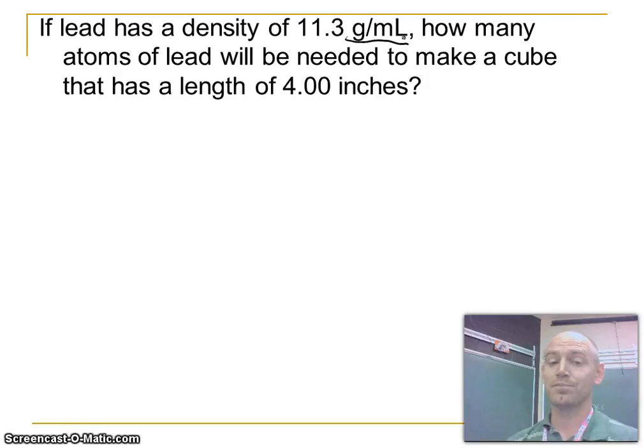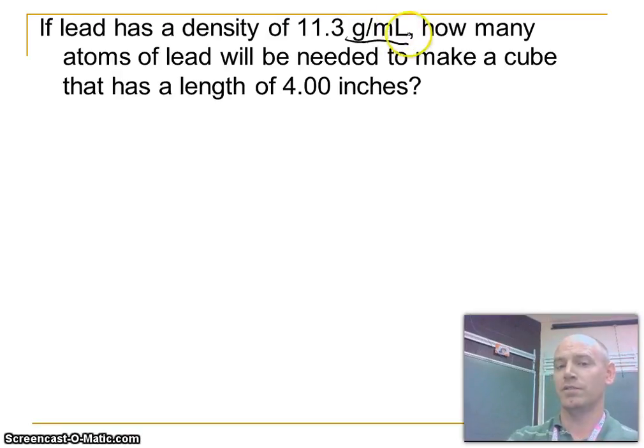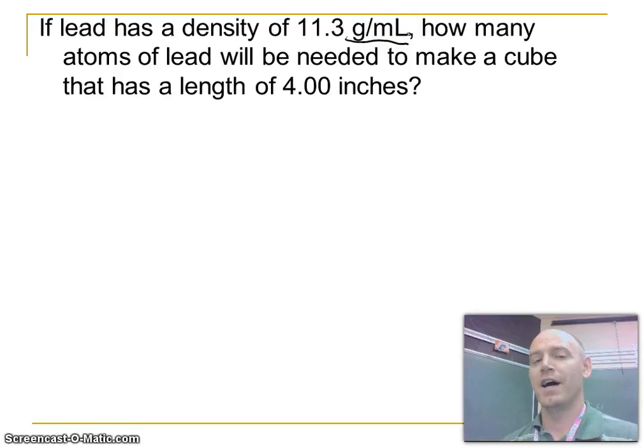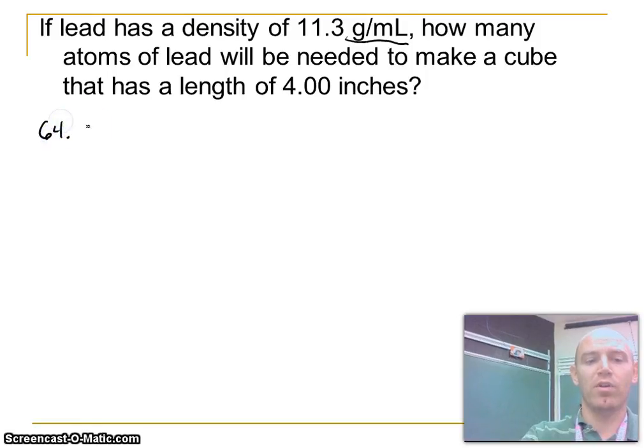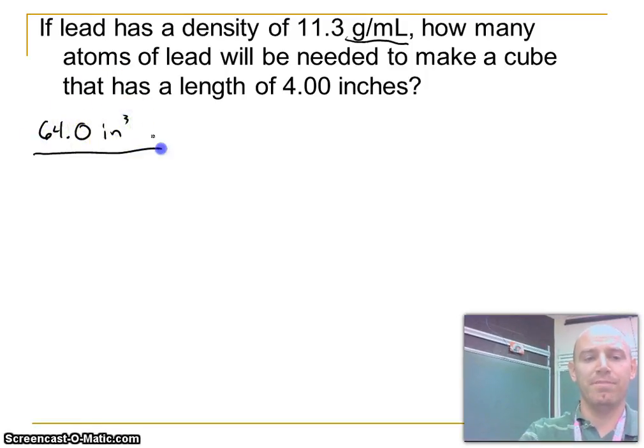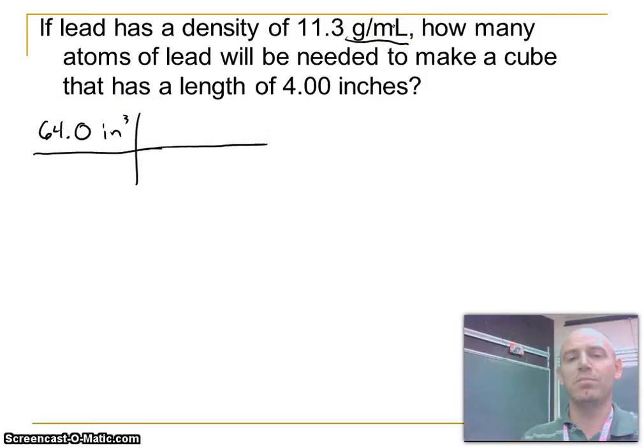What we're going to actually use as our starting point is the volume of the cube. And the volume is really simple to find. We have a three-dimensional object. We know the length of one of the sides. Volume would be handy because if we know volume, we can use density to get over to mass. So I'm going to start with 4 times 4 times 4, or 64.0 inches cubed.